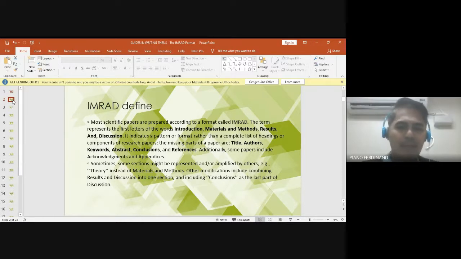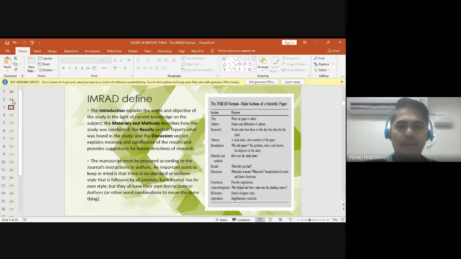So, may iba't ibang mga parts na pwedeng magkaroon ng variation depende nga po doon sa uri or depende nga po doon sa guidelines na hihingiin sa atin ng ating mga research journals. Okay?